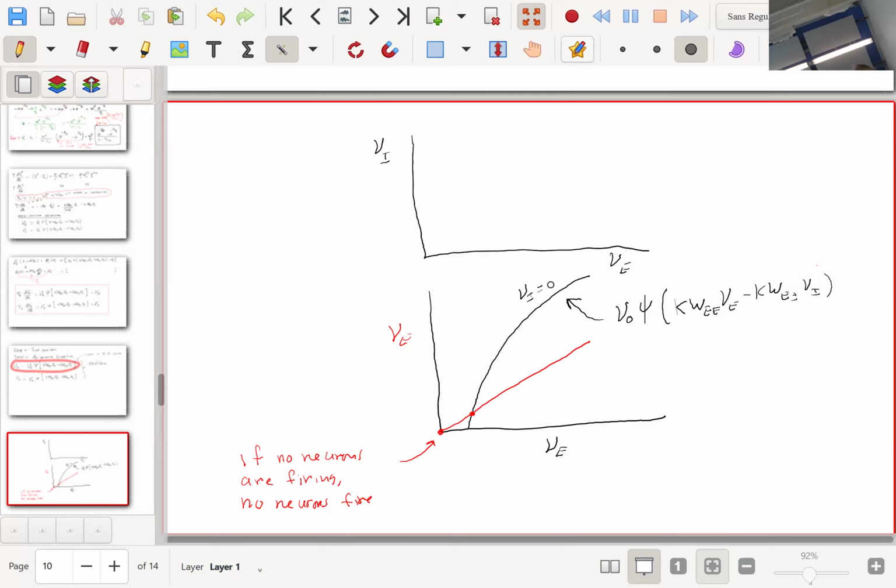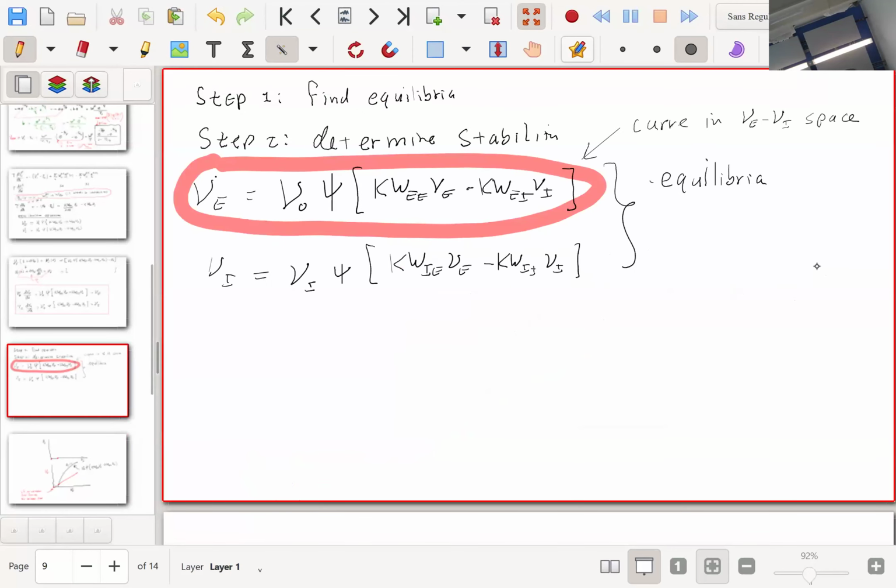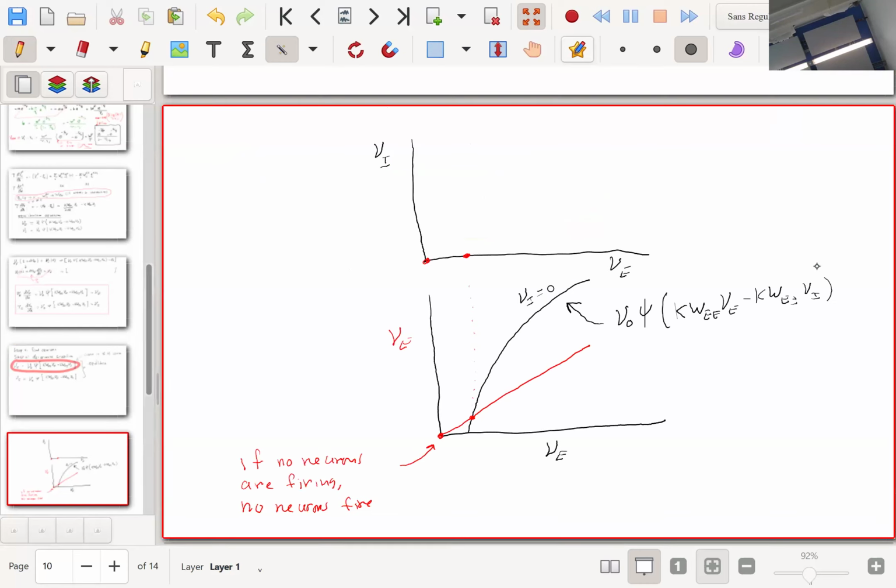So when nu I equals 0, there's an equilibrium here and an equilibrium here. Okay? So those are two points on this curve here. This is our null line. So one point is if nu E equals 0 and nu I equals 0, on the left-hand side. Or if nu I is 0, but nu E is some positive value, you get the point there. Okay, that's the point we saw earlier. So that's nu I equals 0.